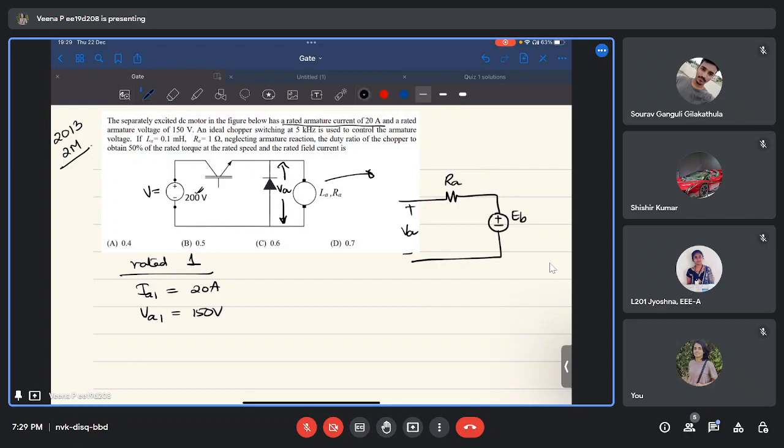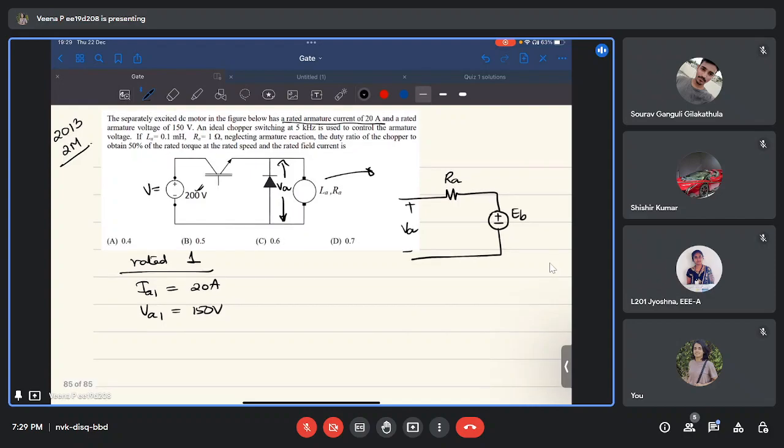So this is our circuit. From VA I have drawn the circuit. Now under rated condition we have given the rated armature current and rated armature voltage. Now an ideal chopper switching at 5 kHz is used. So the chopper switching frequency is 5 kHz. It is used to control the armature voltage.